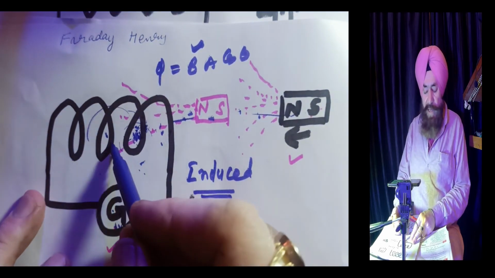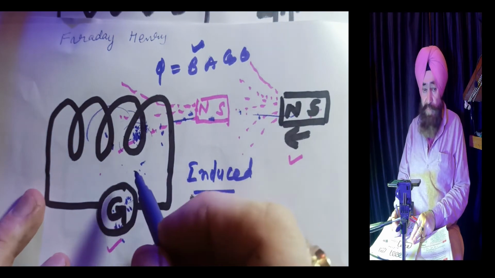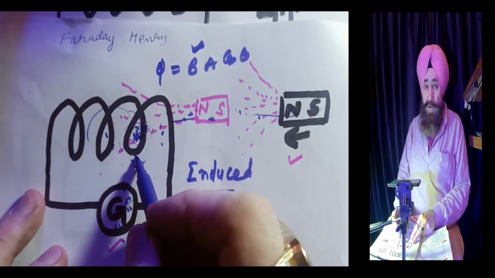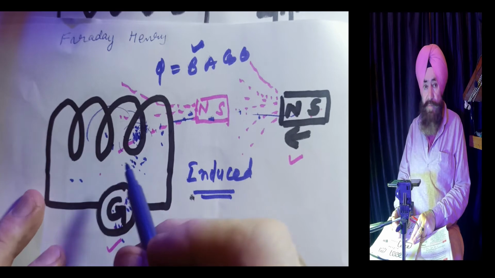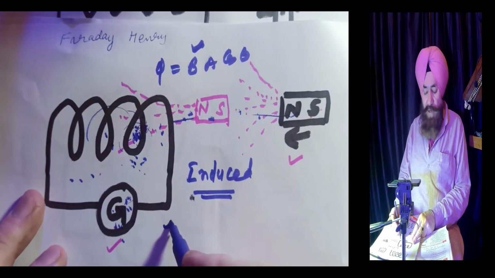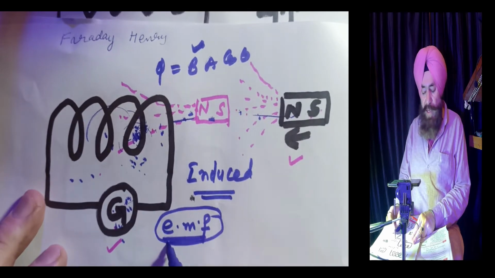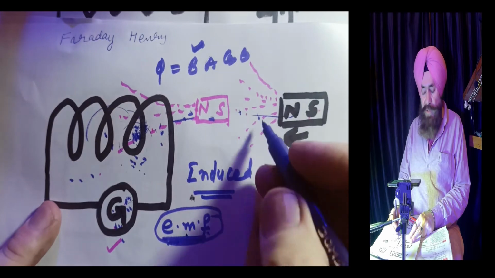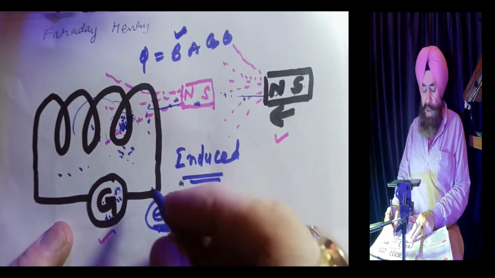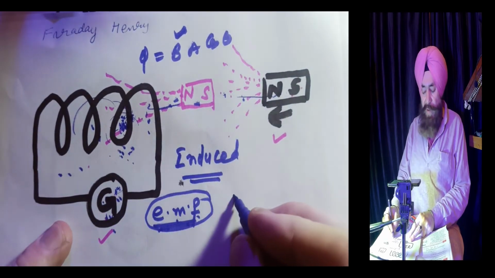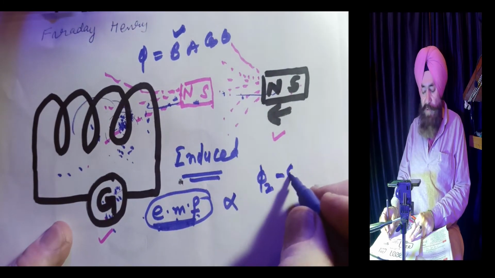Now if the current is induced in the coil, because the galvanometer is showing deflection, that means there is some induced voltage. That induced voltage is called EMF. This is induced EMF, induced voltage, induced by changing the flux. And we noted it is proportional to the rate of change of flux.